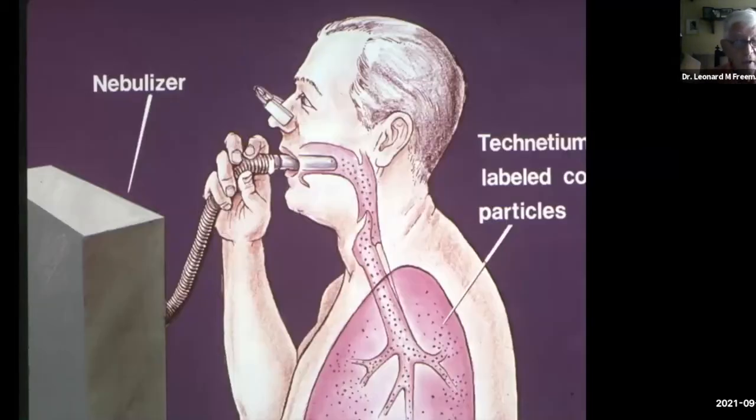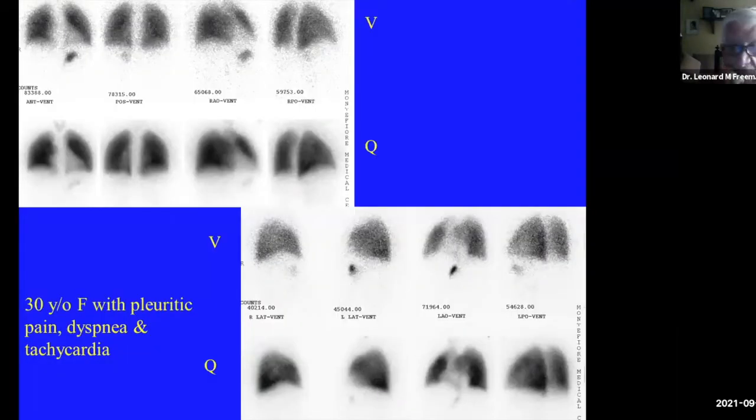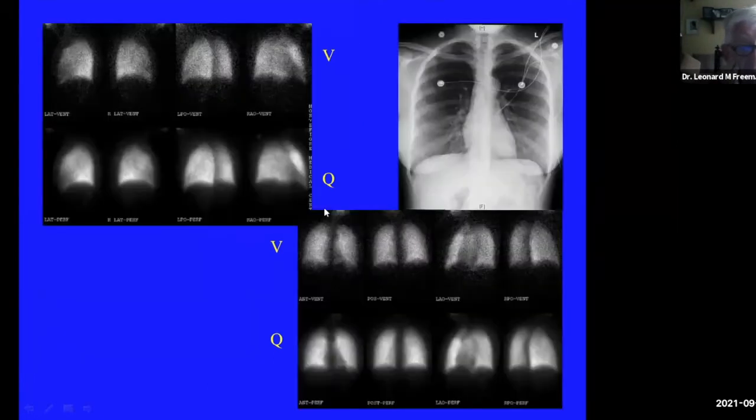Here's an example of the patient breathing in the particles into the lung. And here you see a normal ventilation perfusion lung scan with matched images. The ventilation images are on the bottom, the perfusion images are on the top. Some people like it in white on black. So here you see the same thing.